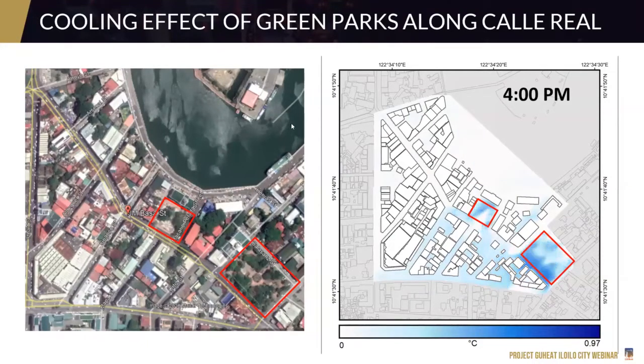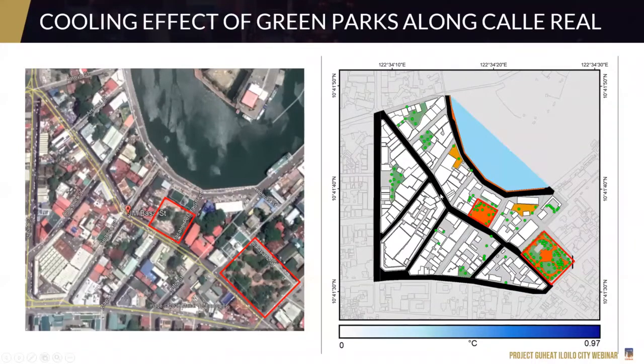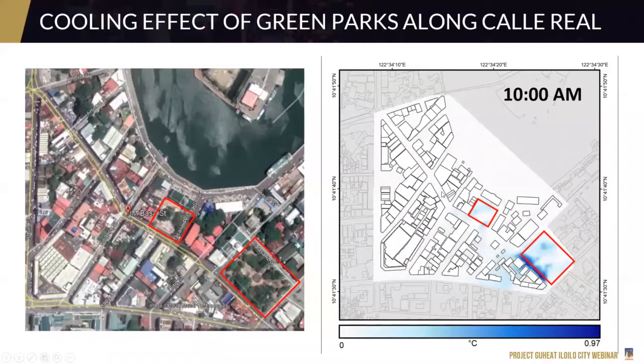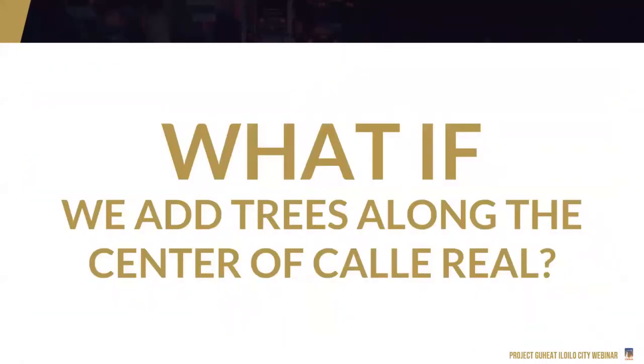So, how can we improve this? So, okay na so may cooling effect na yung green parks, pero yung ibang portion, like yung sa portion ng road na to, paano natin pa ma-improve yung cooling sa portion ng streets na to sa CALLE Real? So, we have our first what if scenario. What if we add trees along the center of CALLE Real?